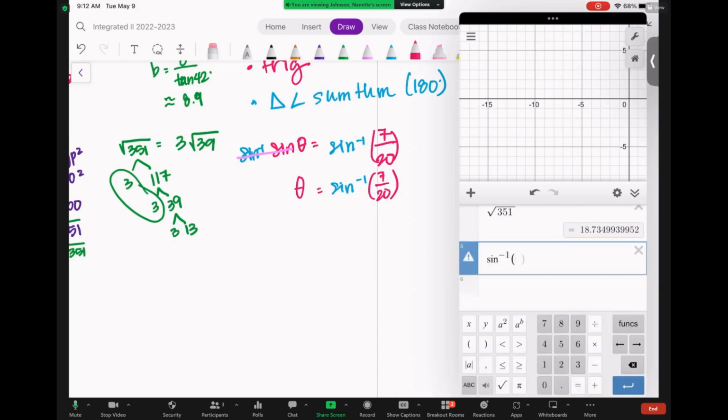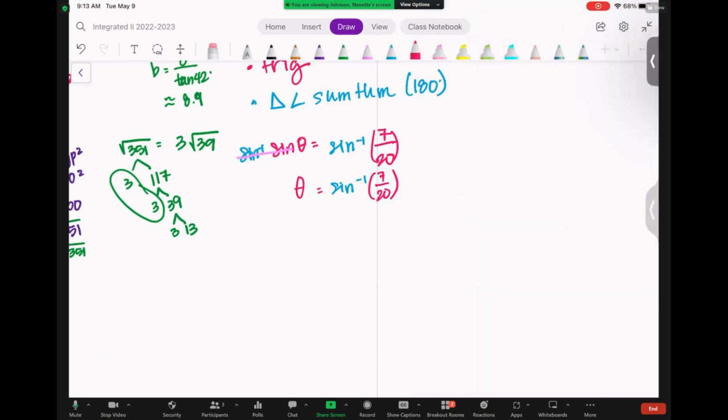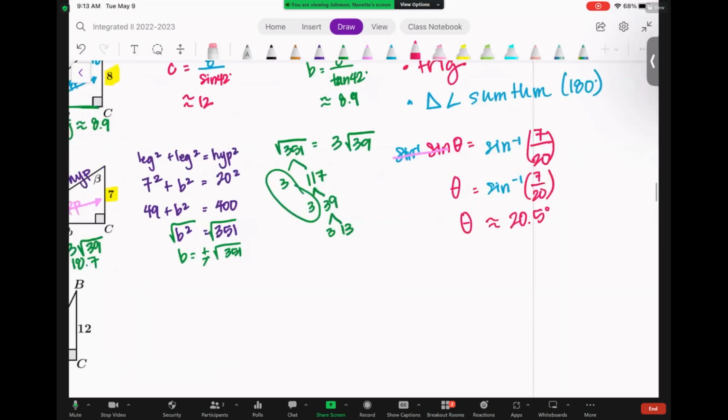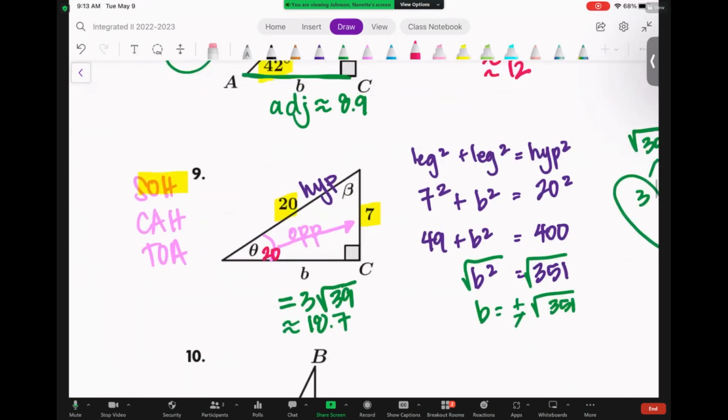So sine inverse looks like that on the calculator. And 7 divided by 20 gives about 20.5 degrees. So theta is about 20.5 degrees. And so I'm going to squeeze that in here and say 20.5 degrees. And then the only thing that's left to find is beta.